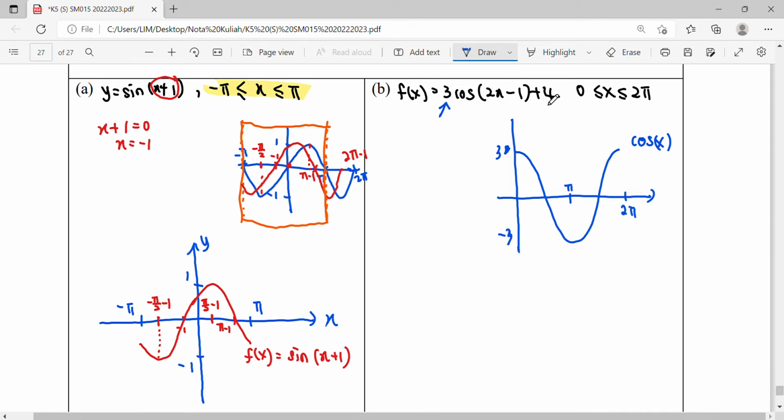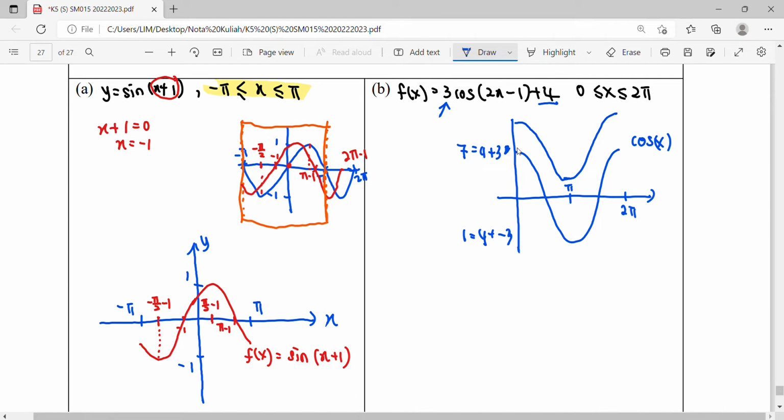And then plus 4. Plus 4 means entire graph you're going to move up 4 units. So the maximum value original is at 3. When it moves up 4 units, it will be up to 7. And the minimum, when this moves up 4 units, will be up to 1. So entire graph will be shifting up 4 units. So this is move up or move down. So plus, we move up.